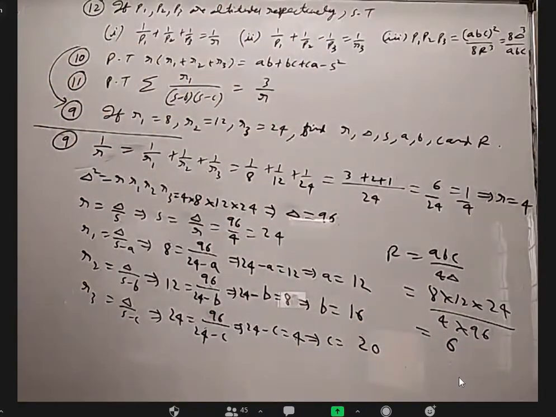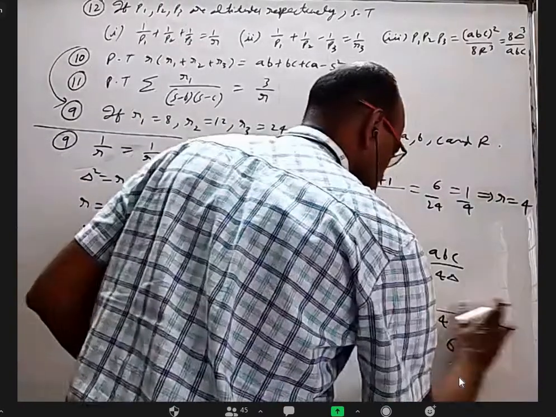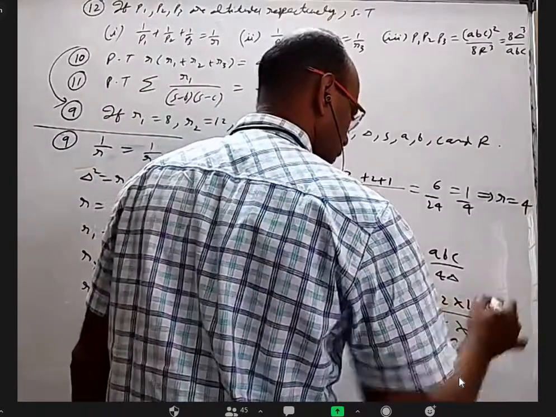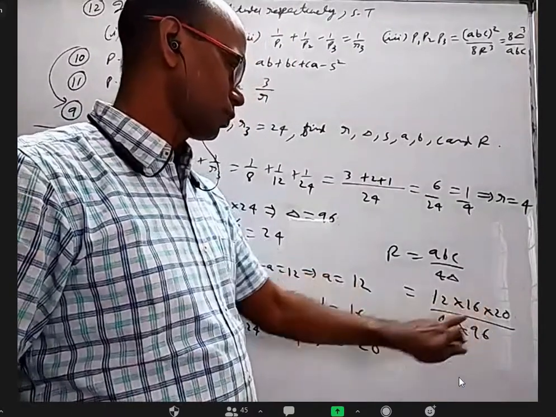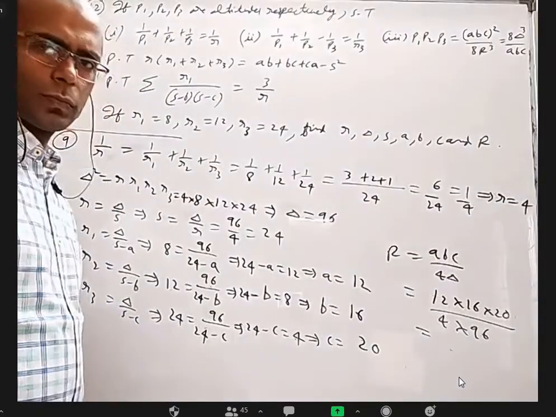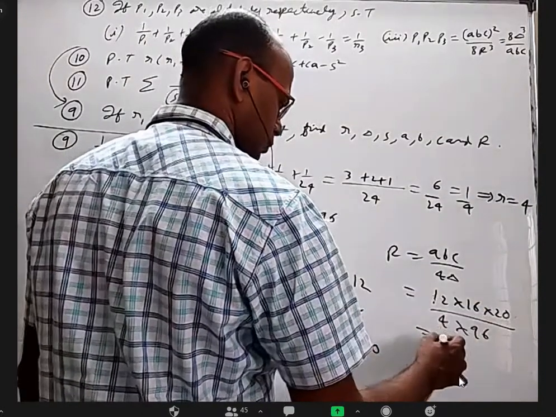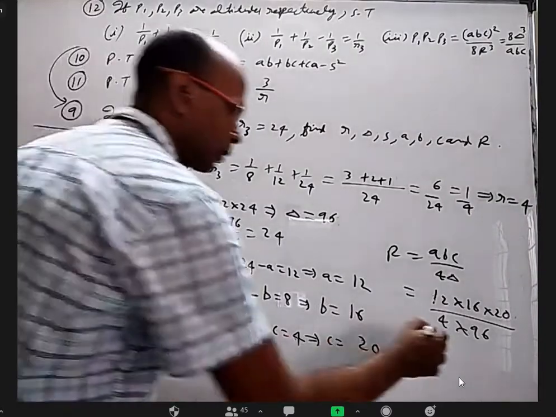A value 12, sir. 12 into 16 into 20 by... Oh, did I write the a value wrong? 8, 12, 24. No, sorry, I wrote r1, r2, r3. Okay. 12, 16, 20. So this is 12 into 8, 8 into 2, 2, 2. So finally, how much is capital R coming? 20? 10? Okay, capital R is 10.